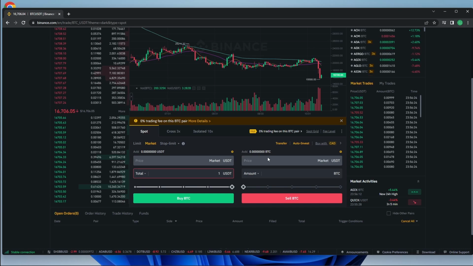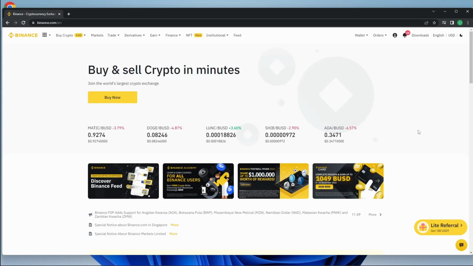Once you have the funds available, you can press the green button in order to buy. And the same goes for the opposite when you want to sell your BTC back into USDT. There are multiple trading pairs they offer, and please do your research before you do any investments in crypto. Now you are able to trade on Binance's platform.